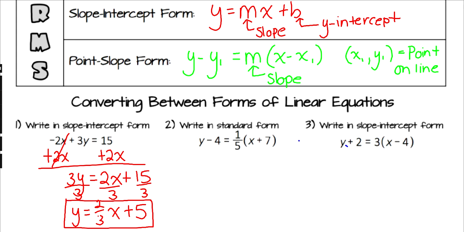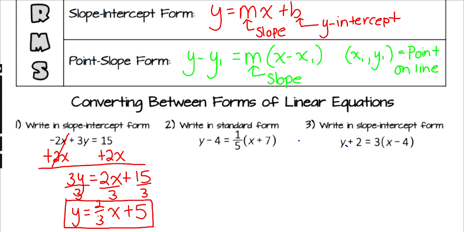All right, the next one that we are doing says to take y minus 4 equals 1/5 times the quantity x plus 7 and convert it into standard form. So right now it's in point slope form. We need to convert it to standard form. So we need to move the x and y together. We also need to get rid of that set of parentheses around the x plus 7 to isolate things.